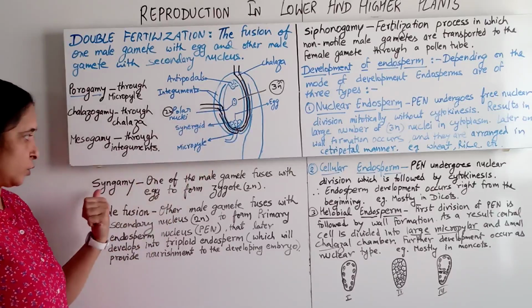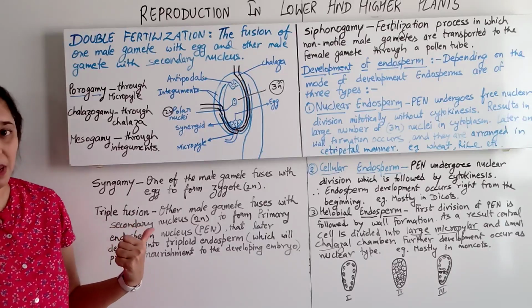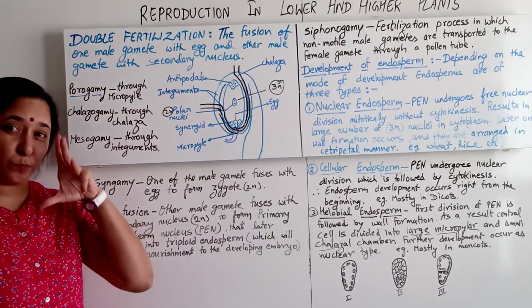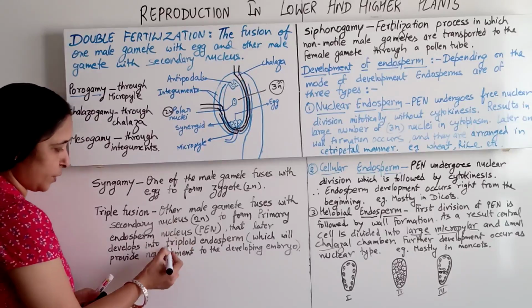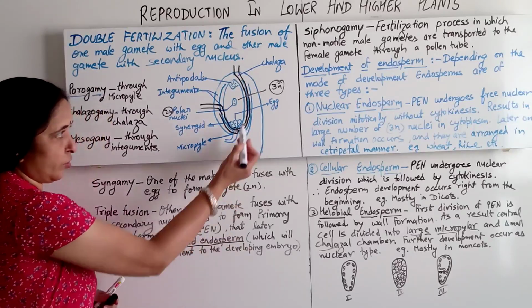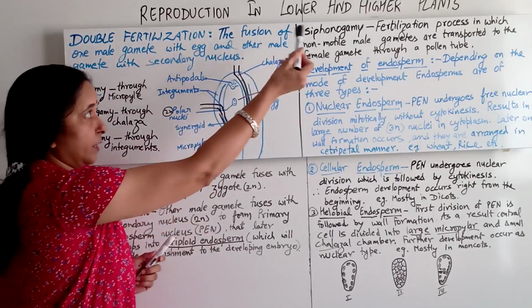One with the egg, that is called syngamy, and another with the polar nuclei, that is called triple fusion. Triple why? Because triploid endosperm is formed, the 3N condition. So this is all about double fertilization.